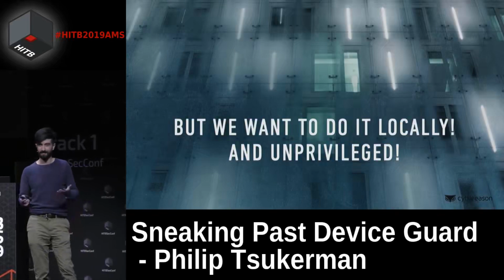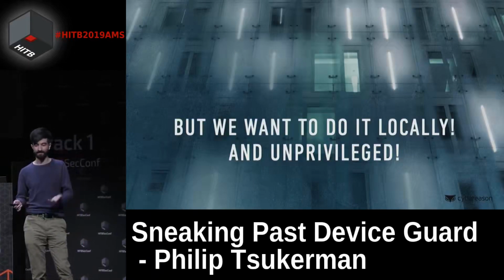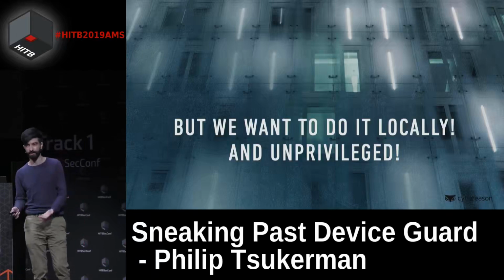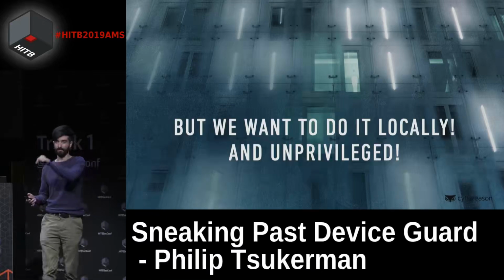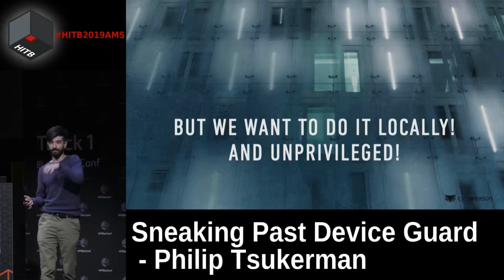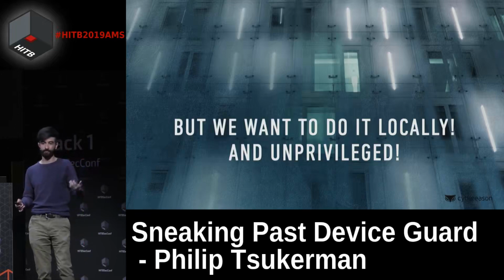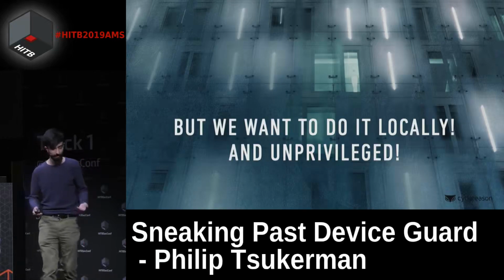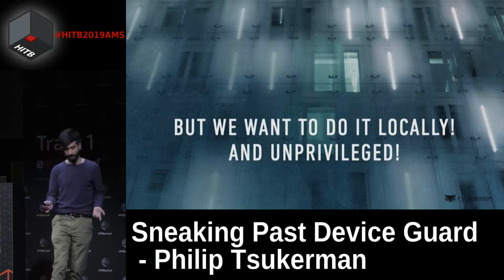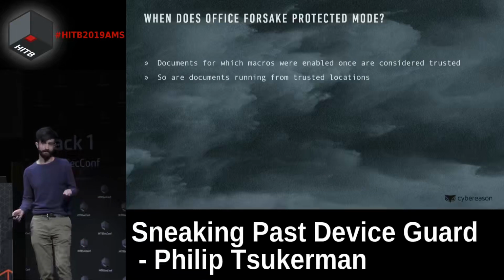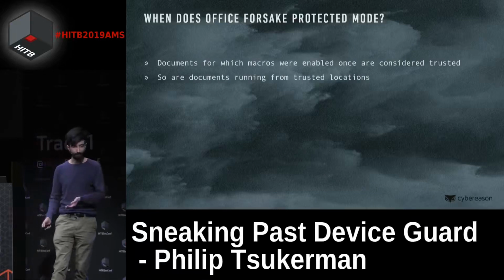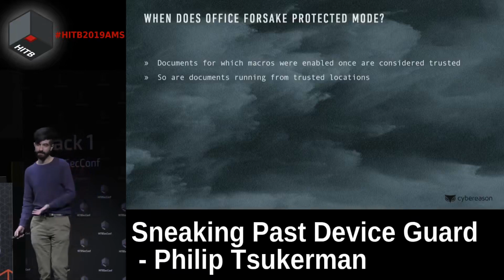But that's nice, but we still want to do this unprivileged, and we want to be able to do this locally, because you've exploited a single machine. You don't want another machine to be under your control before you can actually bypass Device Guard. So let's see what we can do here. And we need to check, when does Office simply not use protected mode, so you don't even have this enable content thing? And there are two main cases.